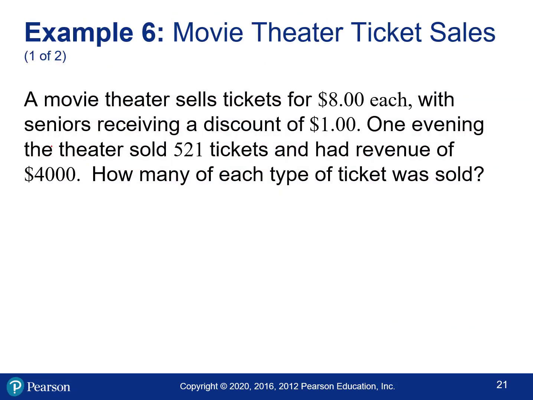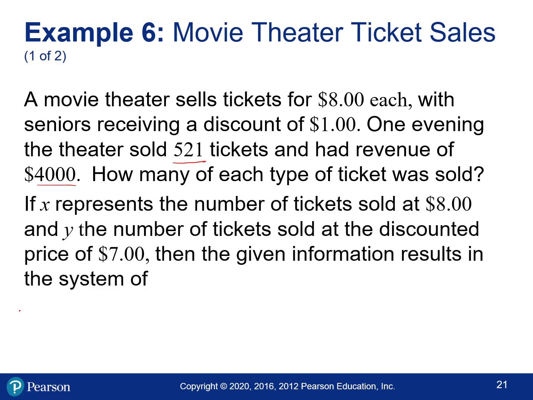So let's take a look at this example again from the beginning, where we had a movie theater selling tickets at $8 each, and then senior discount tickets were $1 less than that, so $7. Now we have a little bit more information. One evening, the theater sold 521 tickets, and the revenue was still the $4,000. So the question is, how many of each type of ticket was sold? So we're going to use this equation we got earlier at the beginning of the video, where x represents the number of $8 tickets, y is the number of $7 tickets. And so that was our first equation.